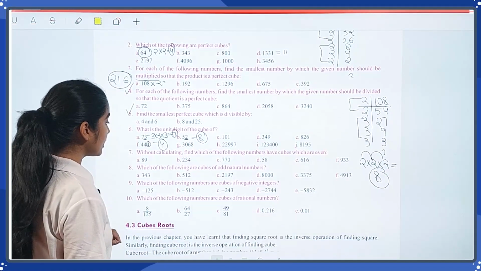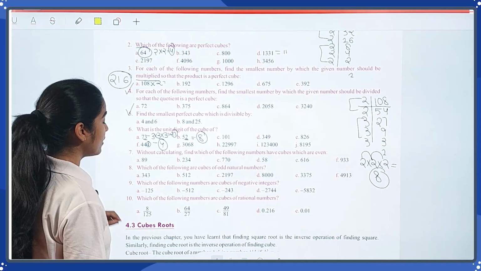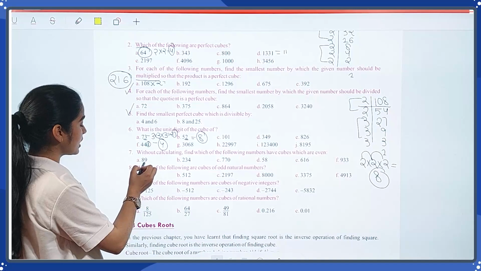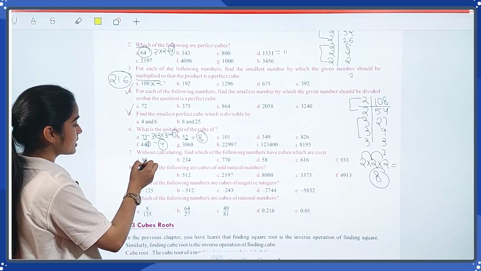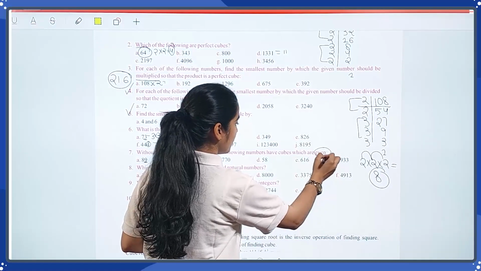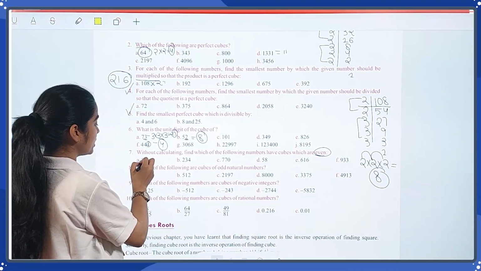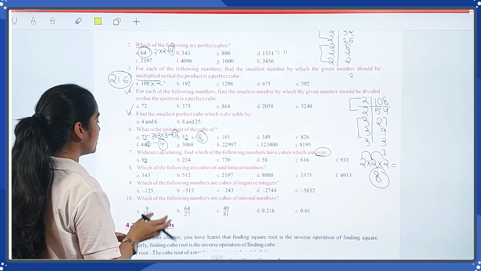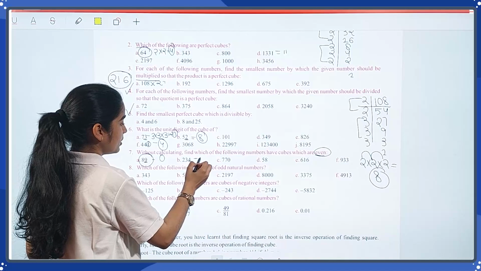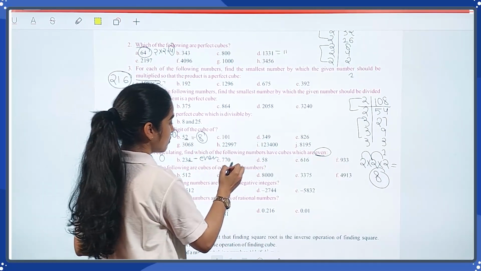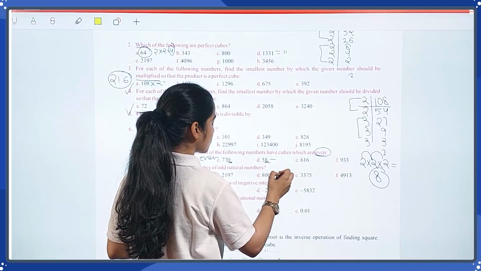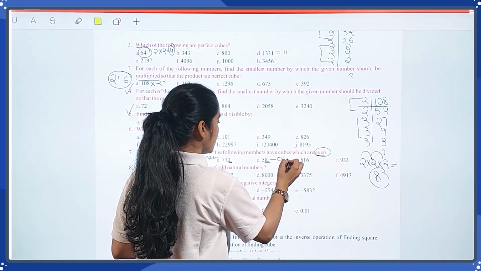Next we have, without calculating, find which of the following numbers have cubes which are even. So what you have to do, you have to check the last digit. If the last digit is an even number, it means the cube is even, and if the last digit is odd, it means the cube will be odd. So this is an odd number, so this is odd. 4 is an even number, so the cube is also even. 0 only 1, so we cannot say anything for this. 8 is an even number, which means it is an even cube.